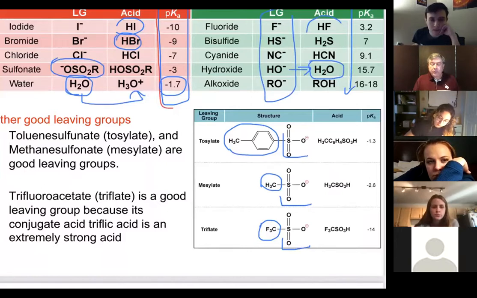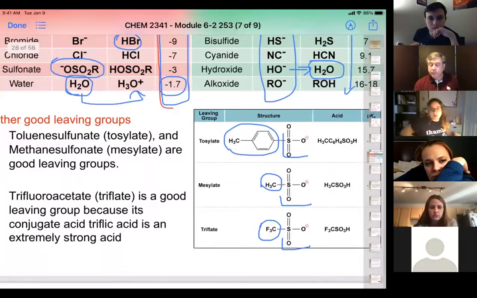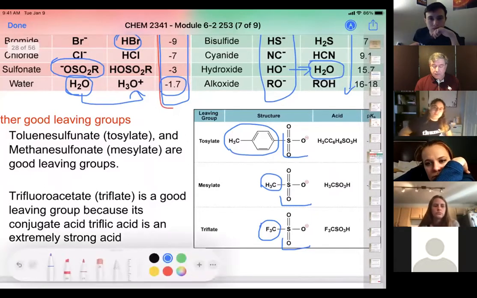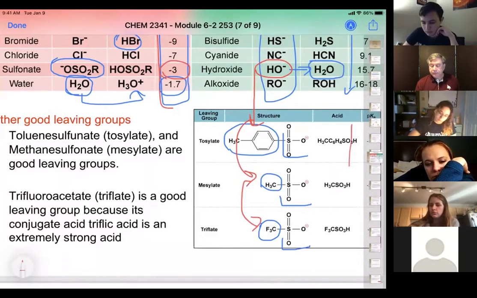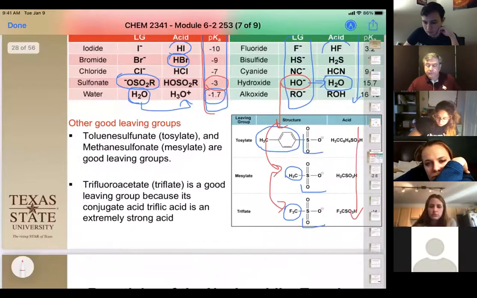So in this case, we can trick our OH into being a leaving group by converting it to one of these sulfonic acid derivatives, and that turns it into a much better leaving group. We'll talk more about that in chapter 10.